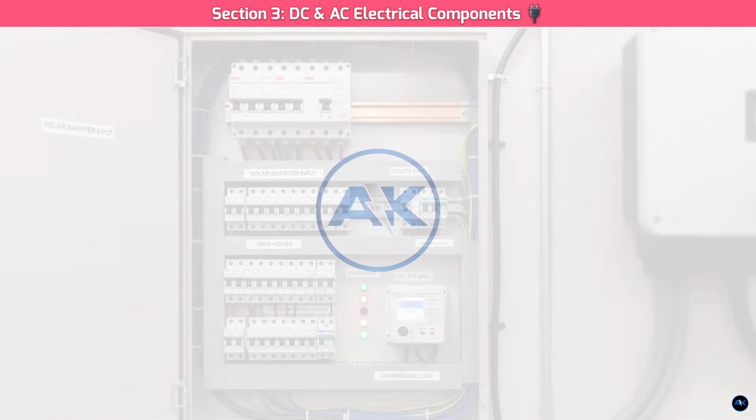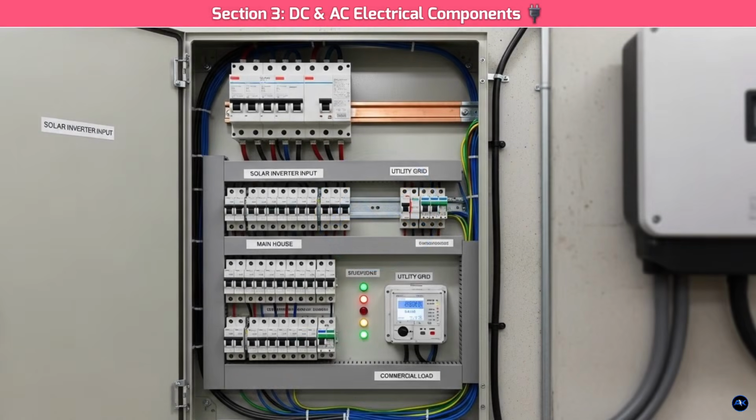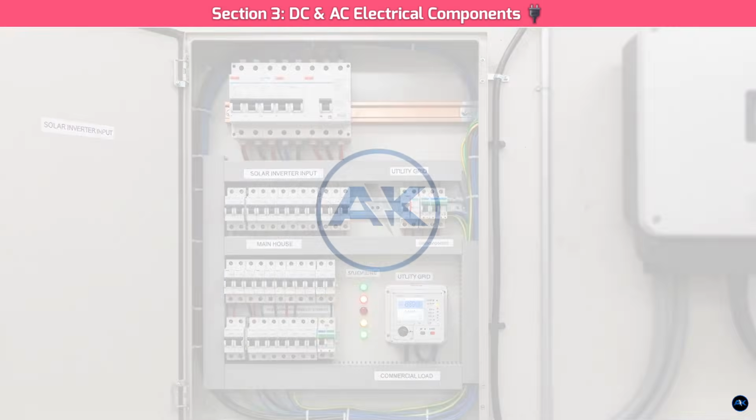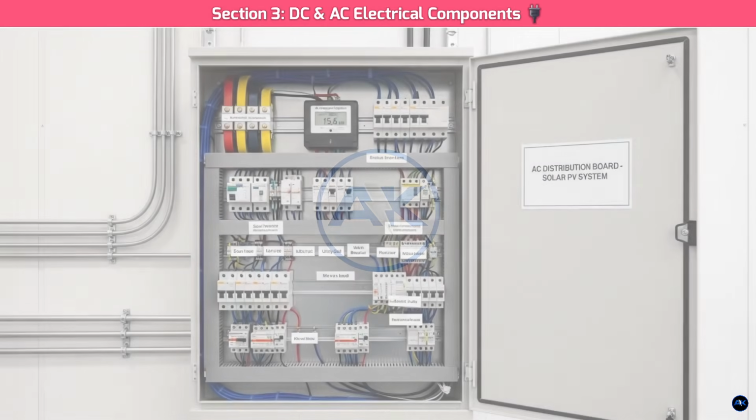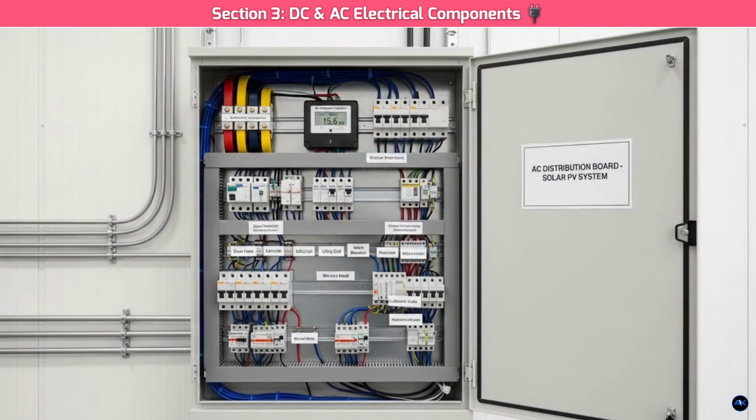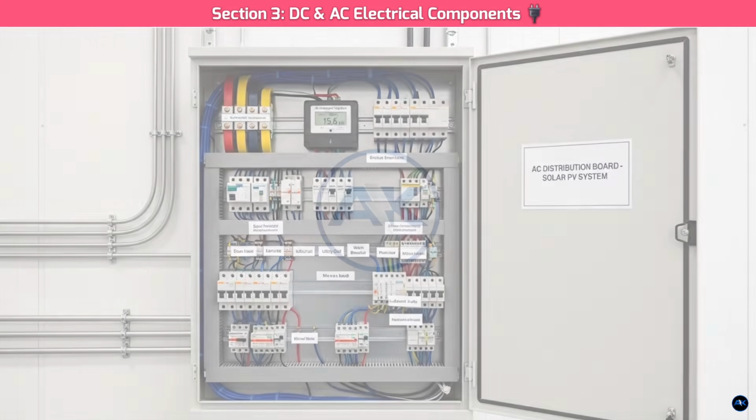AC distribution board: this is where your solar power connects to your home's main electrical panel. The AC distribution board, ACDB, often your main electrical panel, is the final point of connection between your solar inverter and the utility grid. It's where the three-phase AC power generated by the inverter is safely distributed to your home or business. Correctly specifying and installing these components is essential for the system's safety, reliability, and compliance with electrical codes.